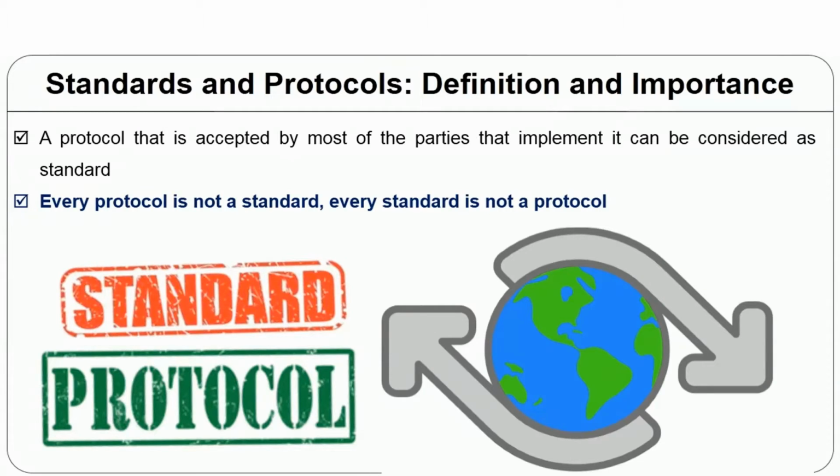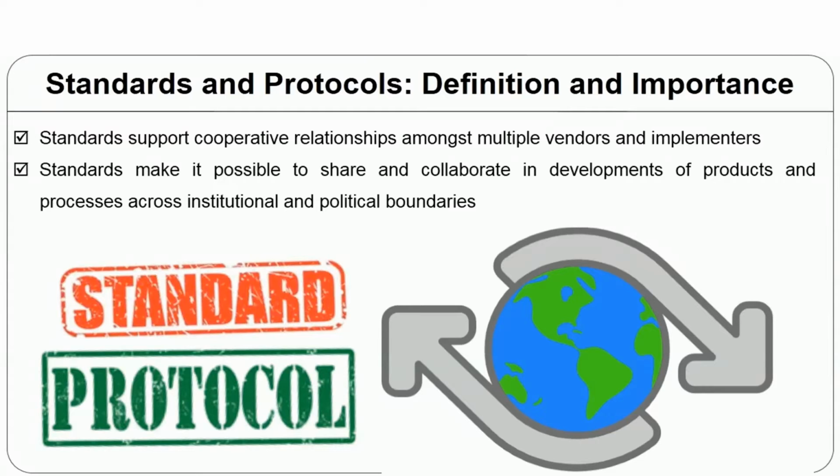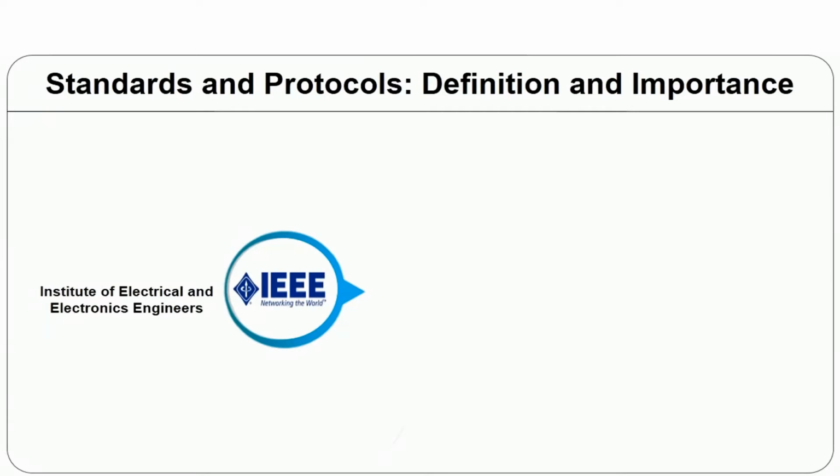Now let us see the definition and importance. Standards support cooperative relationships amongst multiple vendors and implementers. Standards make it possible to share and collaborate in development of products and processes across institutional and political boundaries. Standards are supported by a range of national and international organizations, including professional associations. Let us see some of them which are known to you, like the Institute of Electrical and Electronics Engineers, the standard is IEEE.